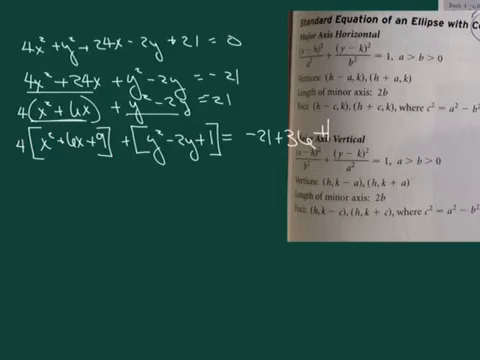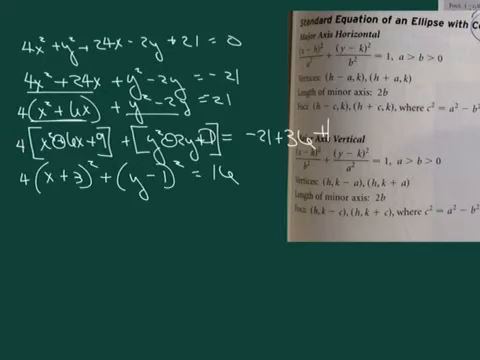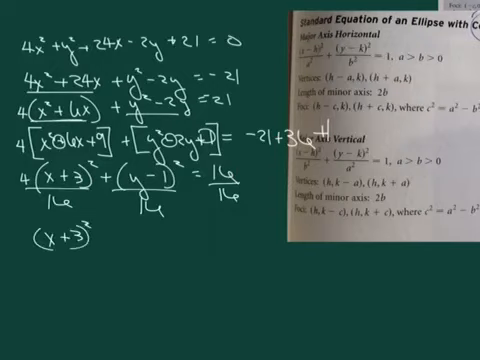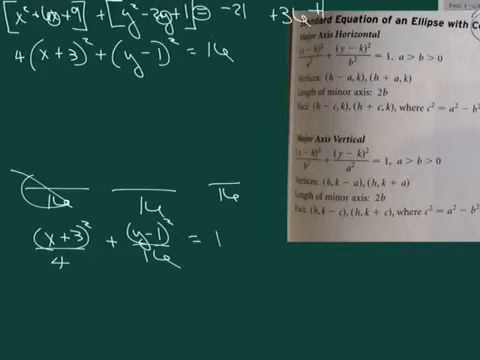Alright, so what we end up with is 4 times x plus square root of 9, which is 3. And then here we have y minus square root of 1, which is 1, squared equals 16. Okay, now we've got to make this equal to 1. So now we're in the right place. We have the x squared and the y squared, but it's equal to 16, and I need a 1. So we have to divide everything by 16. So that gives me x plus 3 quantity squared over 4, because 4 over 16, plus y minus 1 quantity squared over 16, can't cancel anything there, equals 1. Alright, so that looks so much prettier, doesn't it?